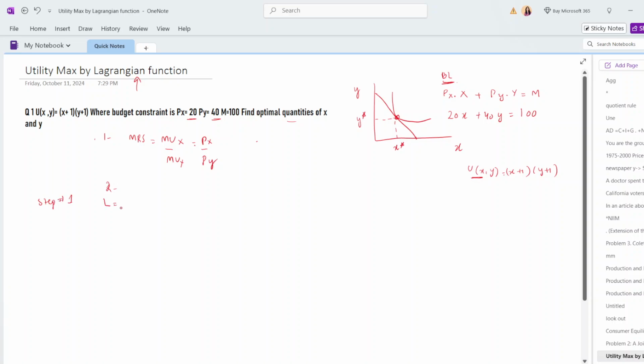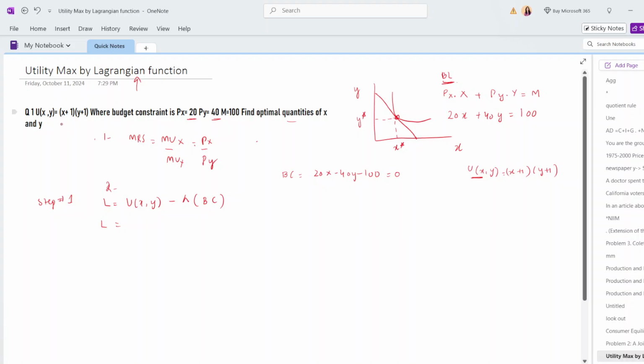Lagrangian function is L. I'm writing down its general version. It's utility function minus lambda, and inside you will have budget constraint. For that, budget constraint needs to look like this. You need to bring income on the other side, and it should look like this: 20x plus 40y minus 100. So in a way, we want to see that if total consumption is done by this consumer, subtracted income from that, nothing will be left from here. That's what we're going to plug in over here.